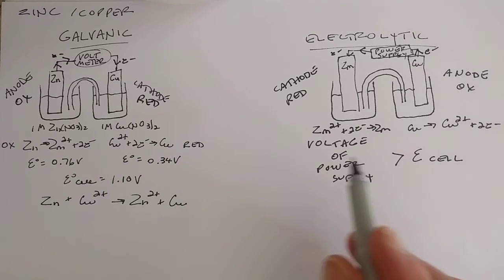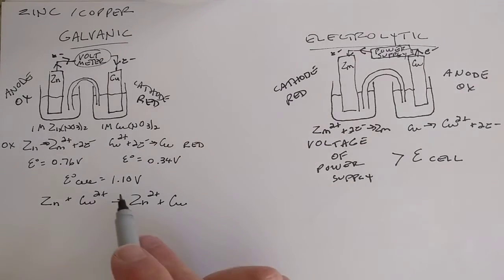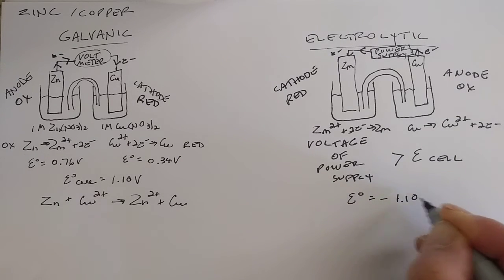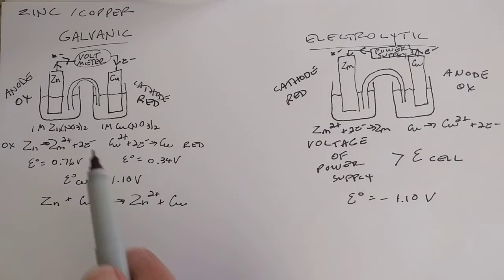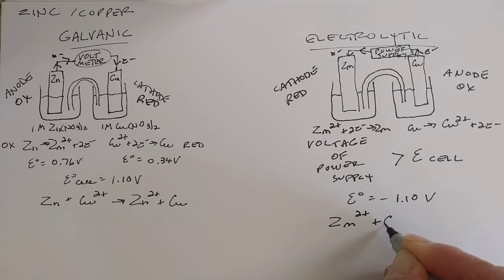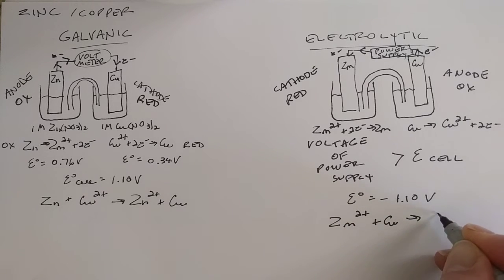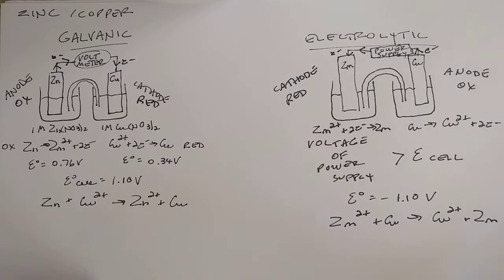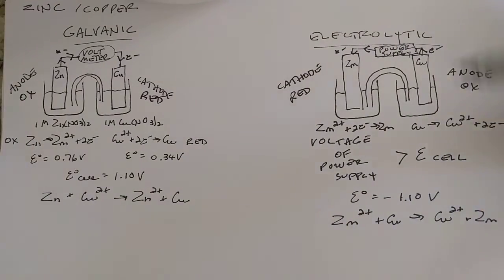So the E0 of this cell then is negative 1.10 volts, because it is the opposite of this cell and this equation. So our equation for this cell is the opposite of this. It's Zn2+ plus Cu goes to Cu2+ plus Zn. So this does not happen naturally, we have to force it to happen. All right, and we can answer questions now based on this electrolytic cell.